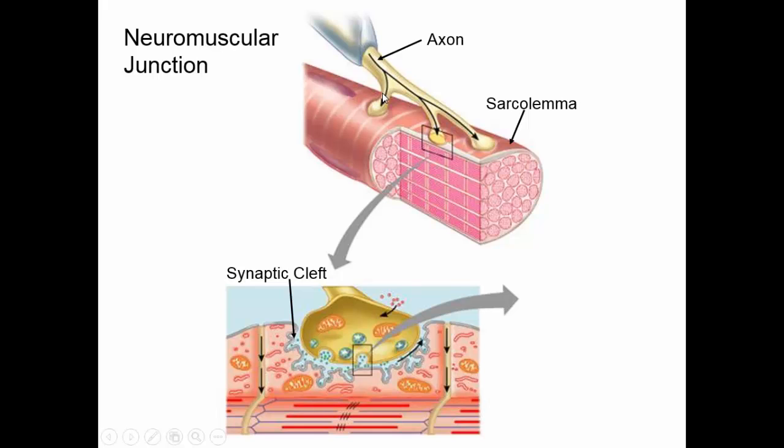As the axon, that end of the neuron, comes down, it comes very, very close to the cell membrane of the muscle cell, but does not directly touch it. The axon will release the chemical acetylcholine, which will diffuse across this gap known as the synaptic cleft and attach to receptors on the sarcoplasm, the cell membrane of the muscle cell.